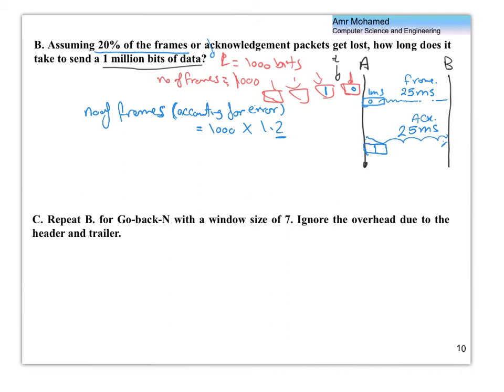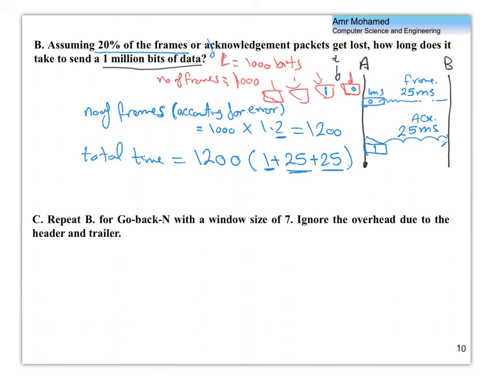One thousand times 1.2. The 0.2 here accounts for the 20%. It becomes 1,200. Exactly, 1,200 frames. So for each of these frames, the total time becomes 1,200 times the whole cycle for one frame, which is 1 plus 25 plus 25. So this is the transmission time for the frame, propagation time for the frame, and propagation time for the acknowledgement. Okay, so 51 times 8, the 1,200. Okay, clear. So this is simply the total time.